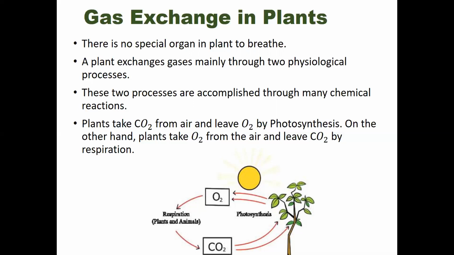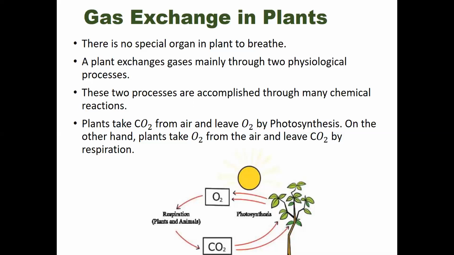Okay, so actually a plant exchanges gases mainly through two physiological processes, and these two are photosynthesis and respiration. These two processes are accomplished through many chemical reactions. Plants take carbon dioxide from air and leave oxygen by photosynthesis. On the other hand, plants also take oxygen from the air and leave carbon dioxide by respiration. So photosynthesis and respiration are kind of vice versa.